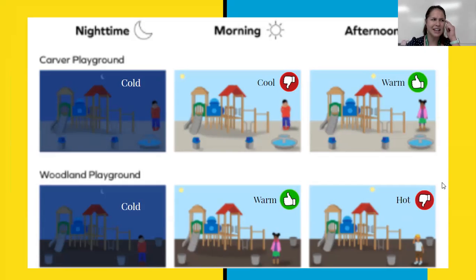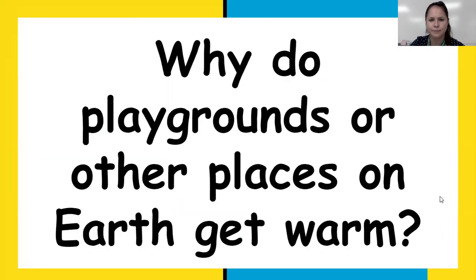So we need to keep thinking, because last week we learned that the weather at these two playgrounds is the same. So the weather is not the only reason that they're having this problem where this place is too cool and this place is too hot. So we're going to keep investigating. We are going to try to find out more about why this could be happening.